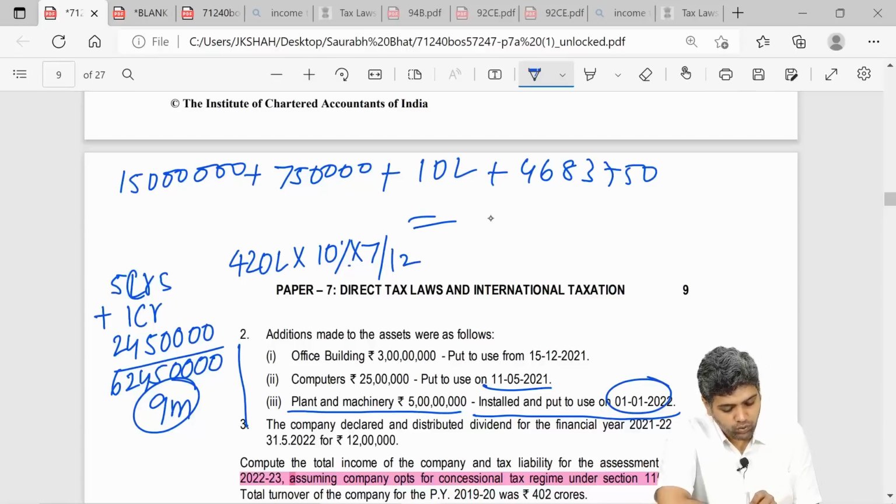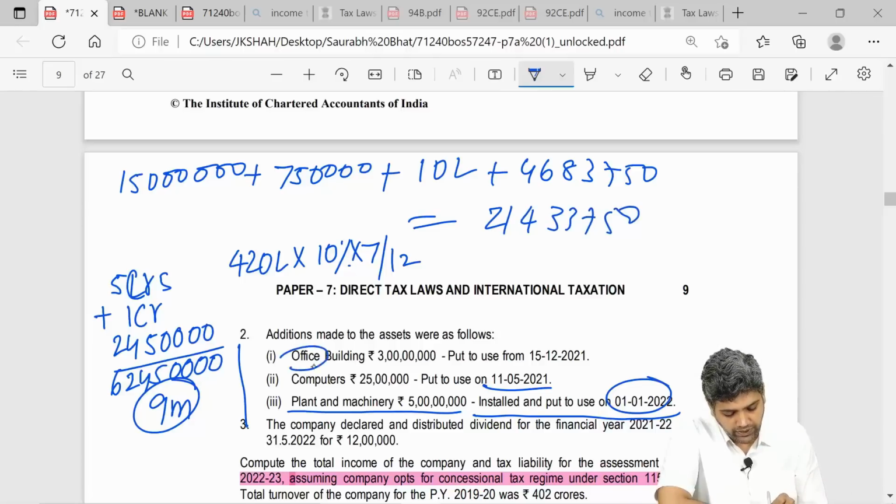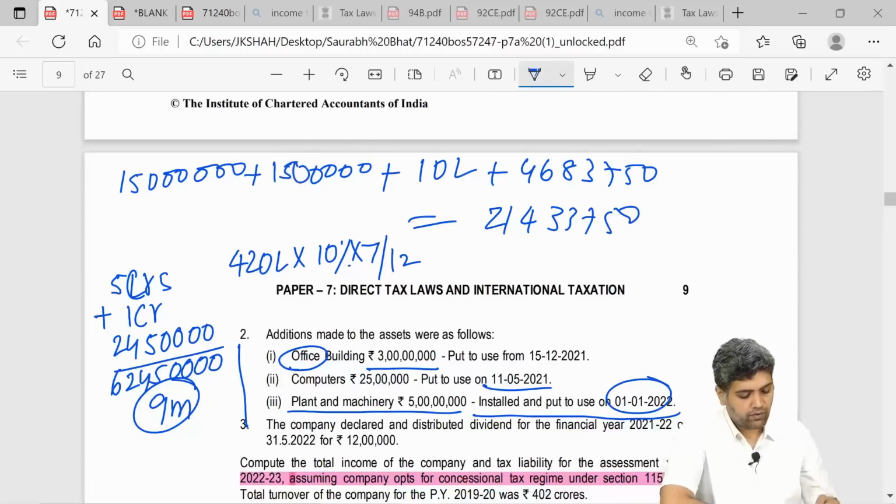So that comes to 2 crore 14 lakhs 33,750. This is office building. So I think on this one amendment that we need to make is this would be 10% depreciation rate, not 5%. So this depreciation on building would be 15 lakhs, it would not be 7,50,000. So on 3 crores, if you take 10% divided by 2, because half year, so that comes to 15 lakhs.